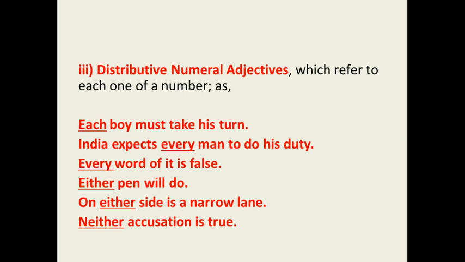The third kind of adjectives of number is distributive numeral adjectives, which refer to each one of a number, as: each boy must take his turn; India expects every man to do his duty; every word of it is false; either pen will do; on either side is a narrow lane; neither accusation is true. So, what are these, students? The underlined words are distributive numeral adjectives.